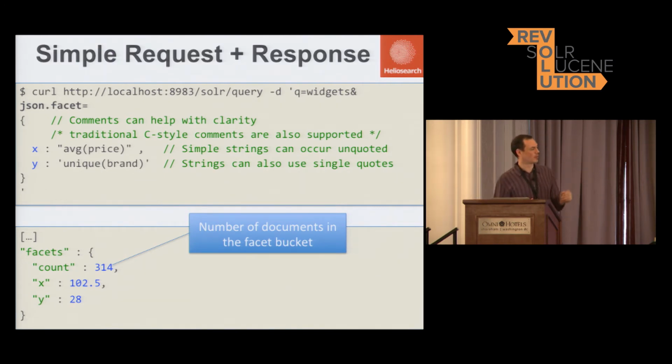And so really, when you facet, everything else is a sub-facet. And so you can see our simple response. We get the number of documents in our facet bucket, which is really just the top level, the number of documents that match the query and the filters. And then we get our X and Y back.